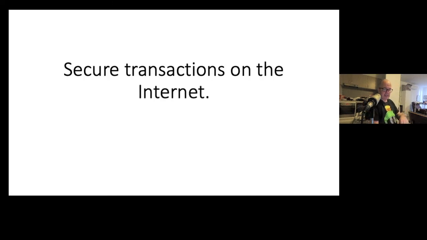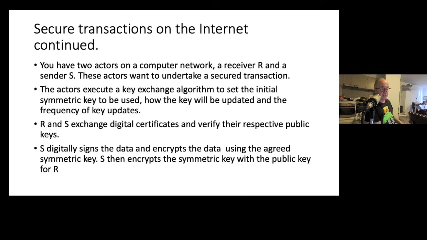Now let us discuss secure transactions on the internet. This will demonstrate quite clearly how modern cryptography is used. You have two actors on a computer network, a receiver R and a sender S. These actors want to undertake a secure transaction. The actors execute a key exchange algorithm to set the initial symmetric key to be used, how the key will be updated, and the frequency of key updates.